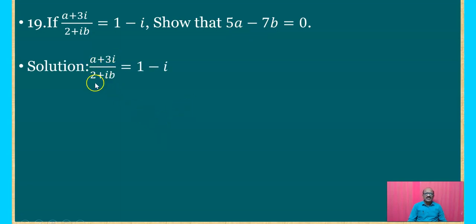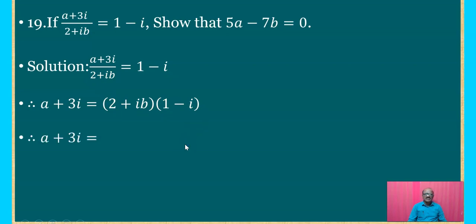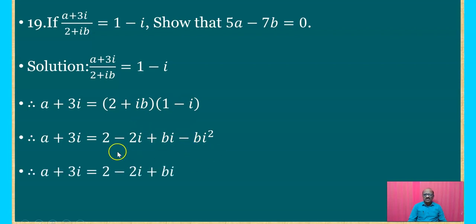(a plus 3i) upon (2 plus i b) is equal to 1 minus i. Make the cross multiplication, then you will get a plus 3i is equal to (2 plus i b) into (1 minus i). Take their multiplication: 2 into 1 is 2, 2 into minus i is minus 2i, i b into 1 is b i, i b into minus i is minus b i square, and i square is minus 1. Overall you will get 2 minus 2i plus b i, plus b.